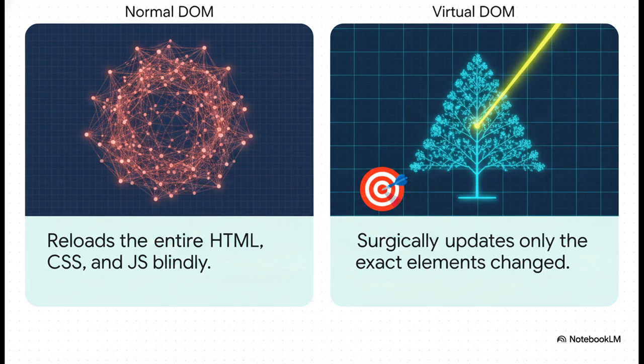But React, it creates a lightweight virtual DOM in memory. When a change happens, it compares the virtual DOM to the real DOM, uses that new JSON data, and surgically updates only the exact elements that changed. This completely wipes out server overload and lag.